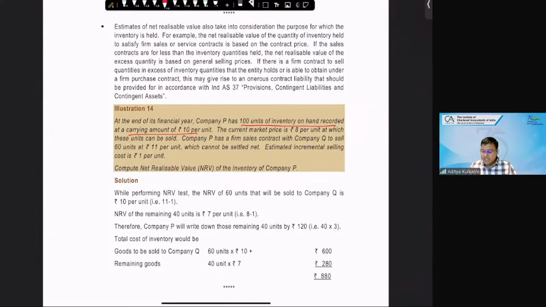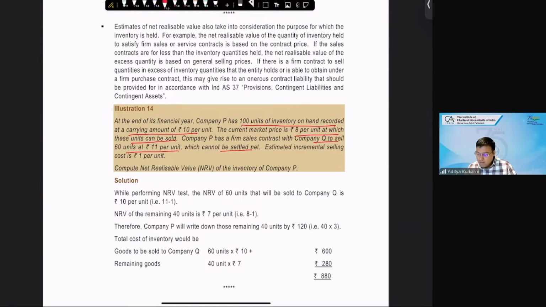a carrying amount of 10 per unit. Market price is 8 per unit at which these units can be sold. P has a firm sales contract with Q to sell 60 units at 11 per unit, which cannot be settled net. Estimated incremental selling cost is 1.